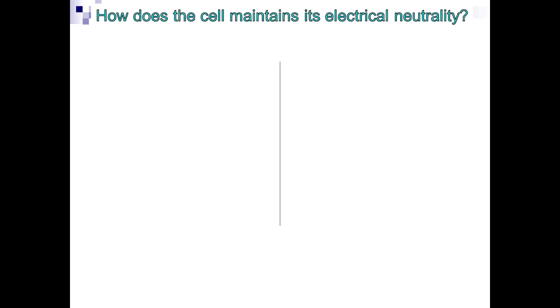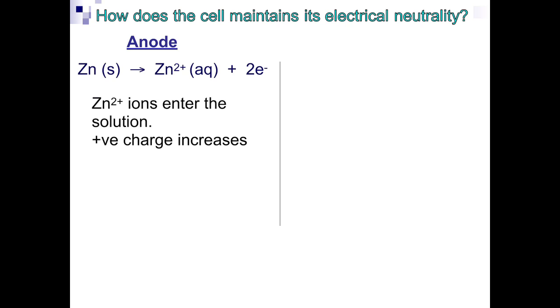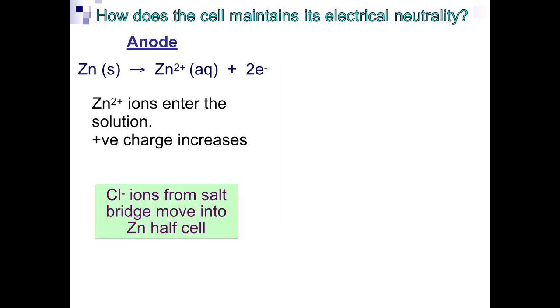To understand further, let's look at how the cell maintains its electrical neutrality using a salt bridge. First, we look at anode. The equation is zinc solid dissolves into zinc 2+ and releases electrons. So, here we know that the zinc 2+ from the dissolved zinc electrode will enter the solution. This increases the positive charge in the solution. So, what to do? The Cl- ions from the salt bridge will enter into zinc 2+ solution to neutralize the increase in positive charge.